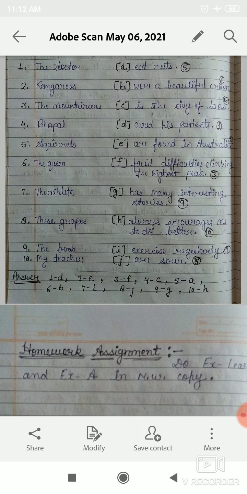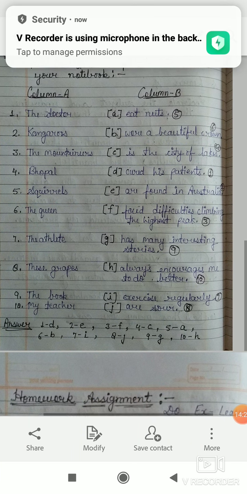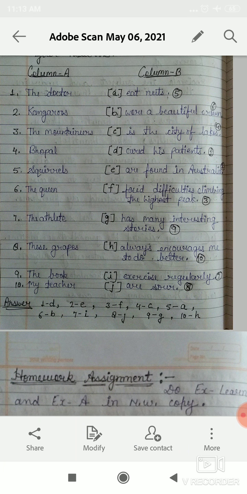Okay, so number 6 will match with option number B. Now next number 7. Number 7 is the athlete. Okay, so students, tell me which option will match with number 7. So here option number I will match with number 7. The athlete will match with option number I, that is exercise regularly.